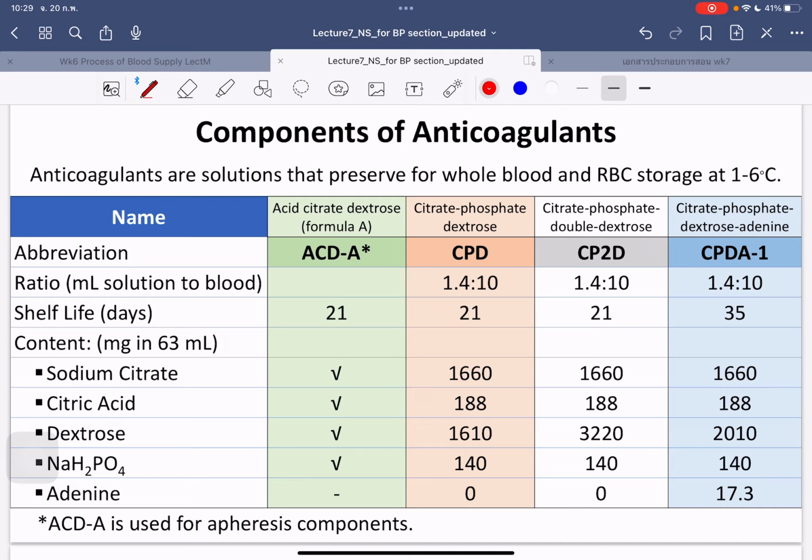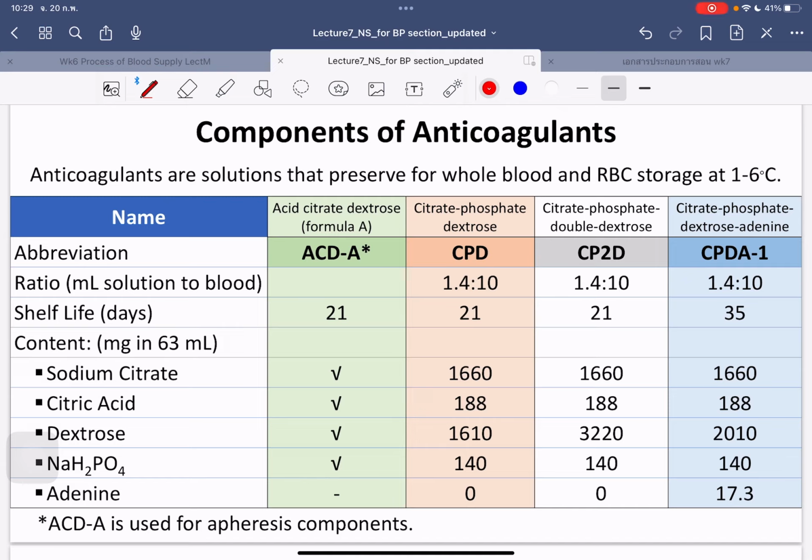Just collect plasma from the patient, and the remaining component will be turned back to the patient. It's very useful in case you want to collect immunoglobulin from the patient, something like that.